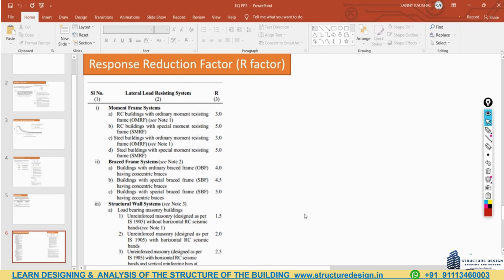Now you have looked at how the response reduction factor varies on the basis of the lateral load resisting system. But you have not yet studied the definition of response reduction factor very clearly. Now I will explain this definition of response reduction factor with a very simple example. Try to understand this example. If you understand this example, then it is very easy to understand the response reduction factor, that is the R factor, in the calculations.